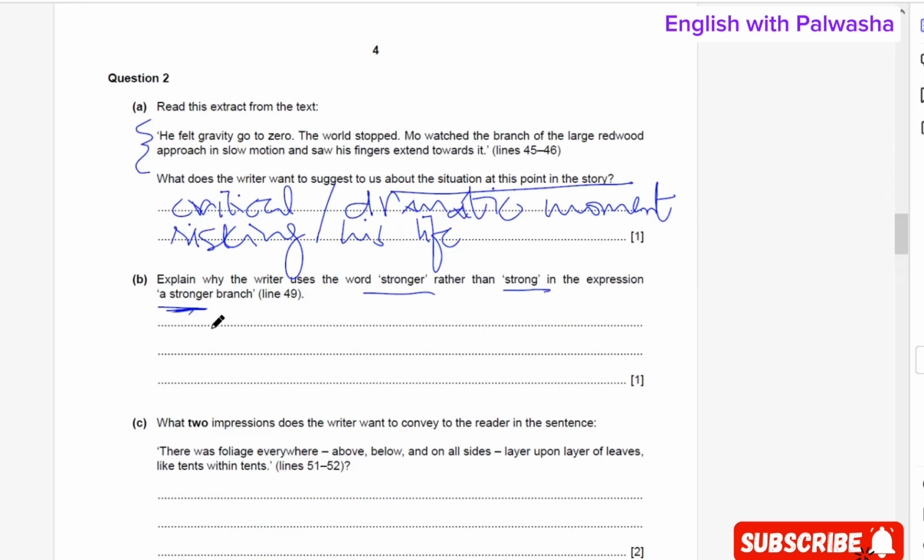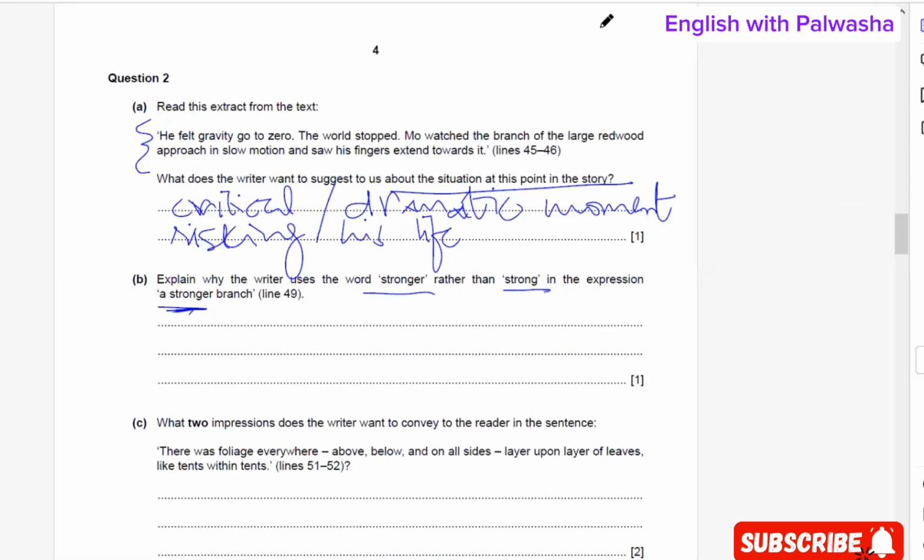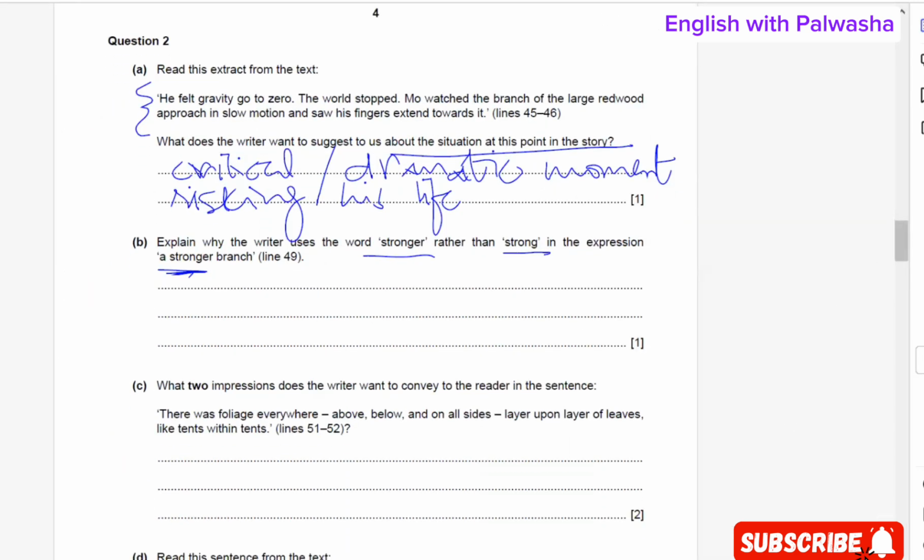Maybe he has used it to suggest that none of the branches are safe or strong. All have the potential to break and can make his position slightly safer, but not safe. So the branch is comparatively stronger in relative terms, but not strong in absolute terms. Maybe it could be like this. So you're going to explain in your own expression whatever you think is better here. All right, then let's move on towards the next question.